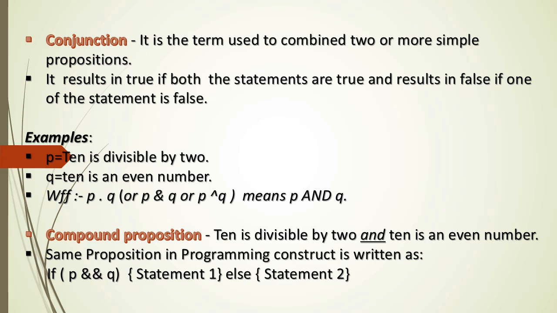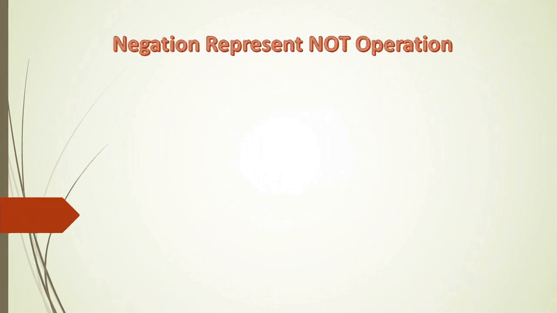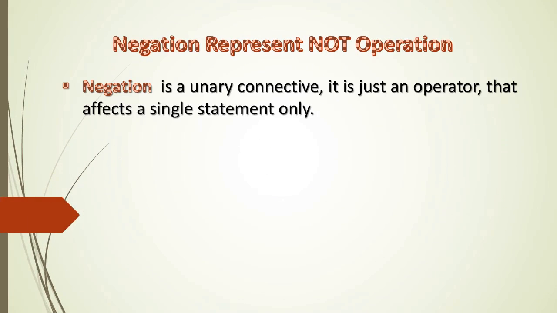Let's see what is negation. Negation represents the NOT operation. Negation is a unary connective. It is just an operator that affects a single statement only.